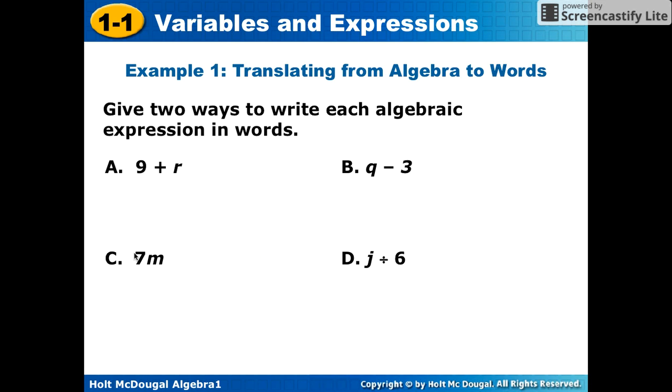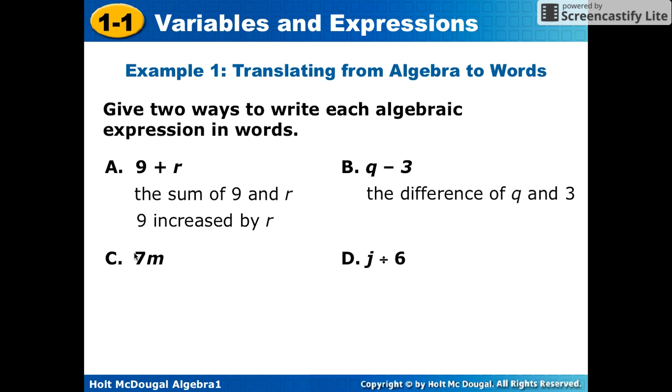Let's take a look at some examples. Here you're asked to give 2 ways to write each algebraic expression in words. What are your 2 ways? We have the sum of 9 and r, 9 increased by r. Those all mean 9 plus r. Q minus 3 would be the difference of q and 3, or 3 less than q.